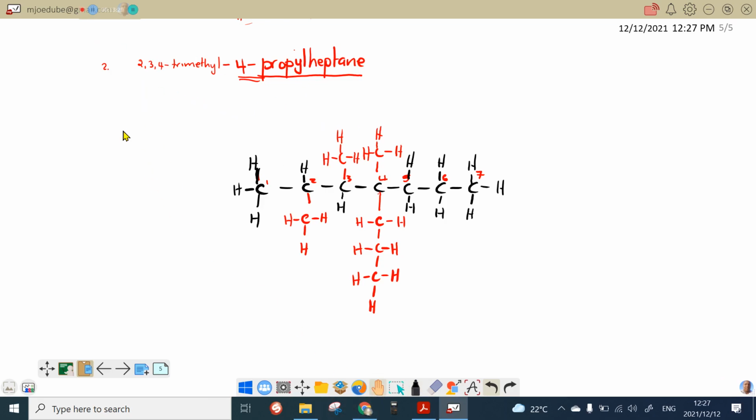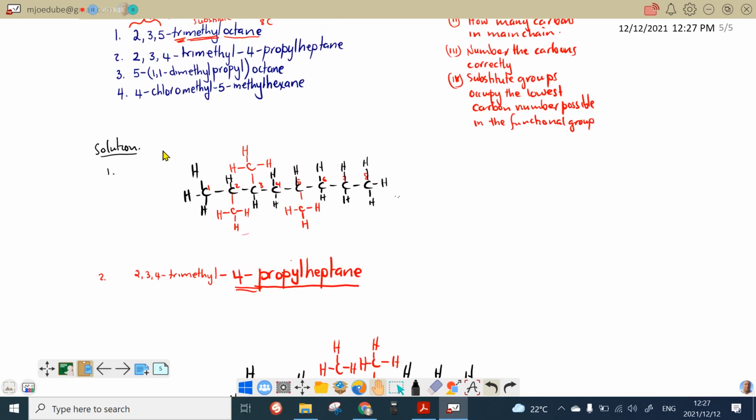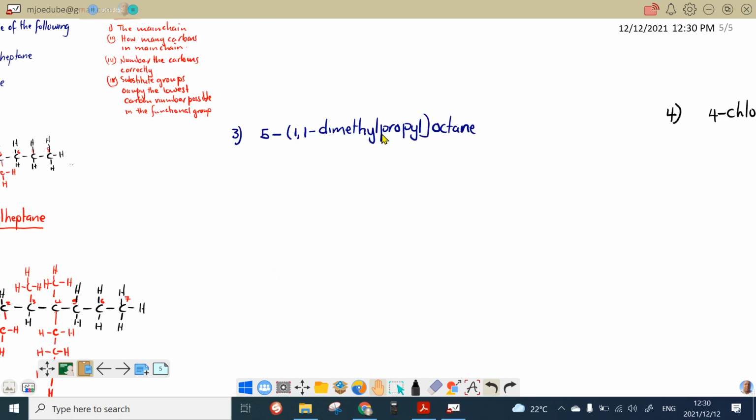The next molecule that needs to be represented is 5-(1,1-dimethyl propyl) octane. So have a look at it, try and represent it, and then we will give you the solution shortly. Right, the solution to this question is as follows.